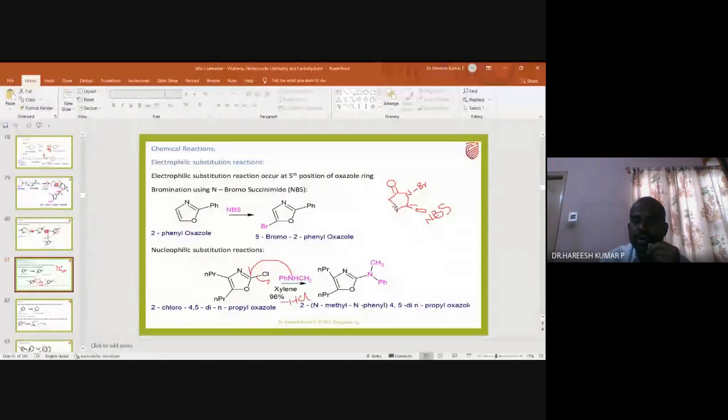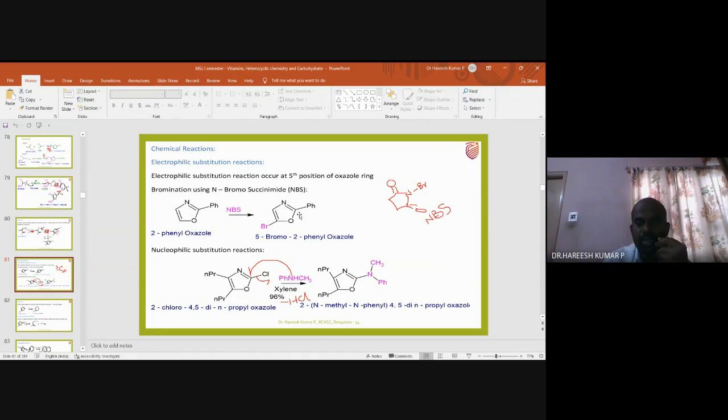Usually one takes this compound, 2-phenyl oxazole, in chloroform or carbon tetrachloride. To that, NBS is added slowly. As soon as the addition of NBS is complete, this product is formed. What is the name of this product? 1, 2, 3, 4, 5. So the fifth position has bromine, the 2 position has phenyl. 5-bromo-2-phenyl oxazole is the product.